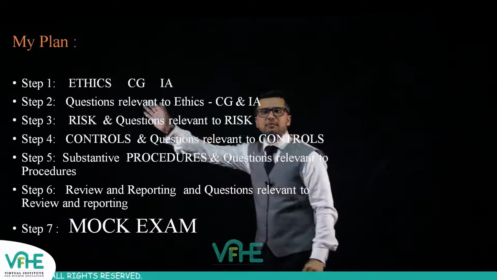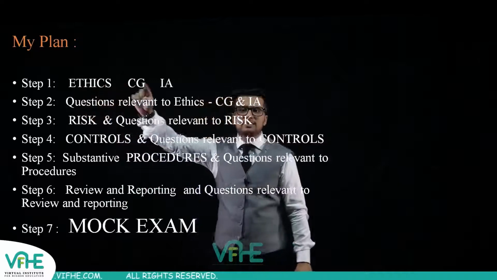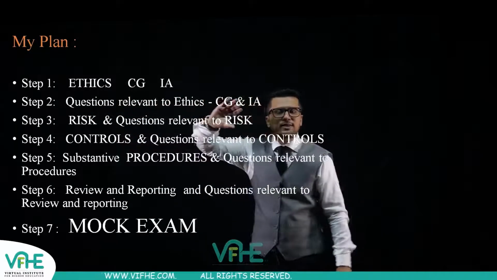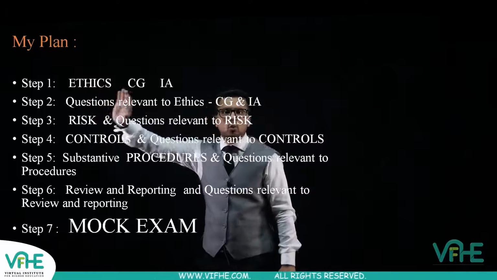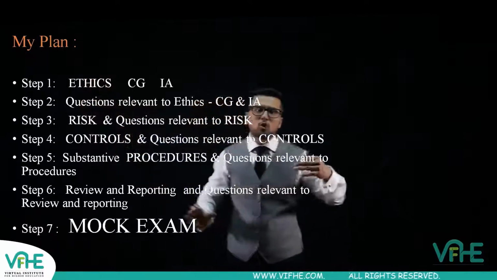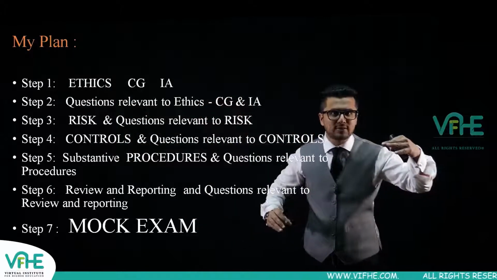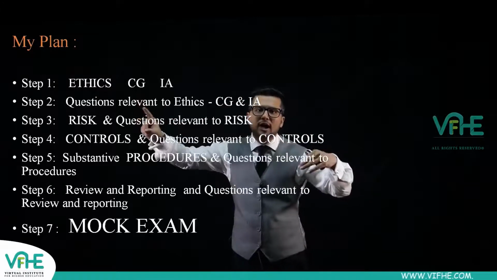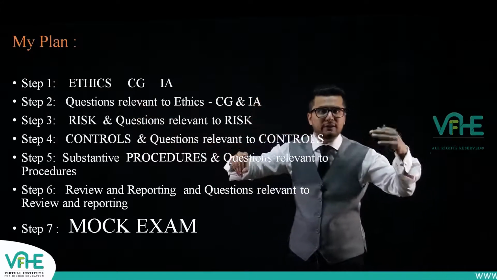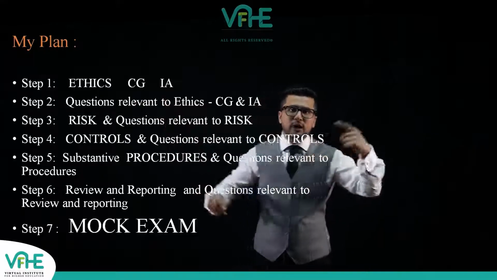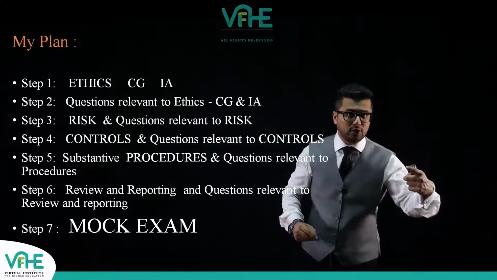I will start from ethics, corporate governance and internal audit. I will start from these 3 minor areas. Once I'm done with ethics, I will solve a past paper question relevant to ethics. Once I'm done with corporate governance, I will solve a past paper question relevant to corporate governance. Once I'm done with internal audit, I will solve a past paper question relevant to internal audit.